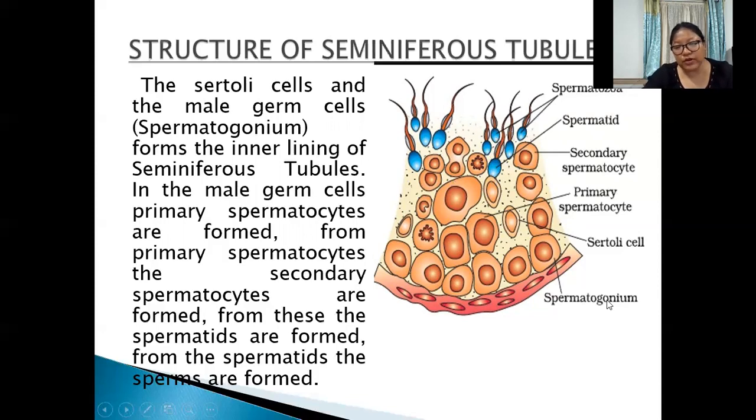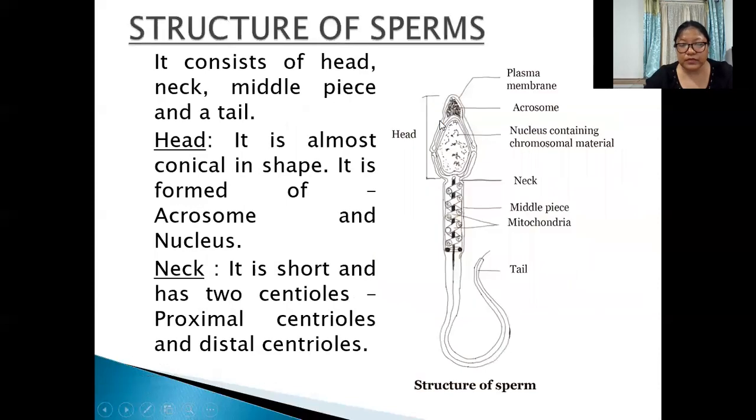Here is the spermatogonium and the Sertoli cells that form the inner lining of the seminiferous tubules. In the spermatogonium, the primary spermatocytes are formed. From the primary spermatocytes, we get the secondary spermatocytes. From the secondary spermatocytes, the spermatids are formed, and from the spermatids, we get the sperms. So this is the structure of seminiferous tubules.